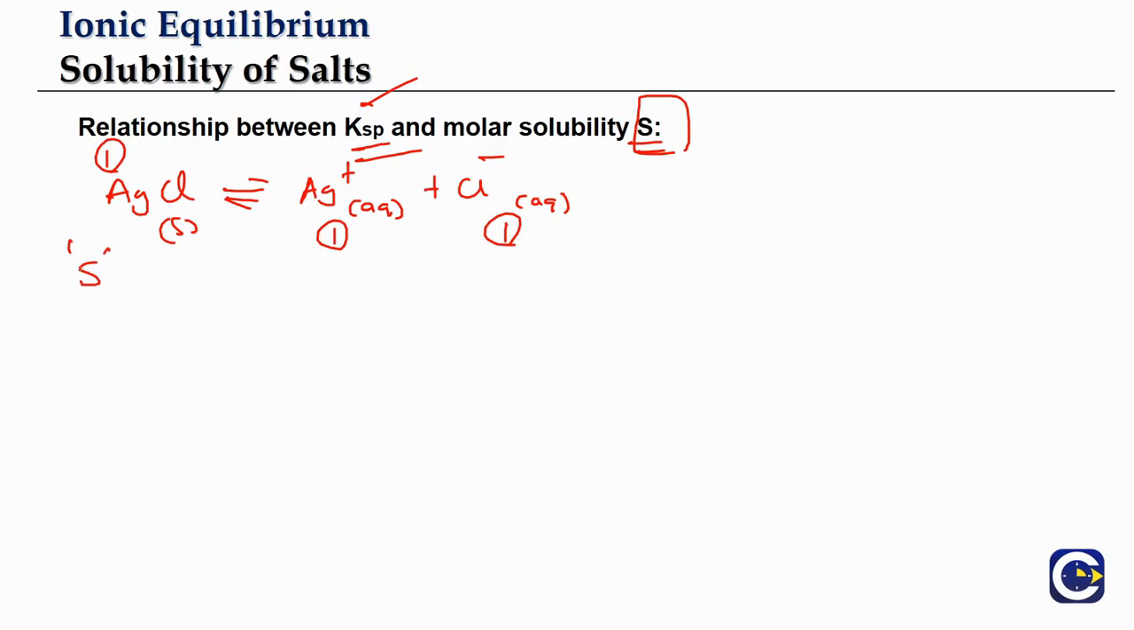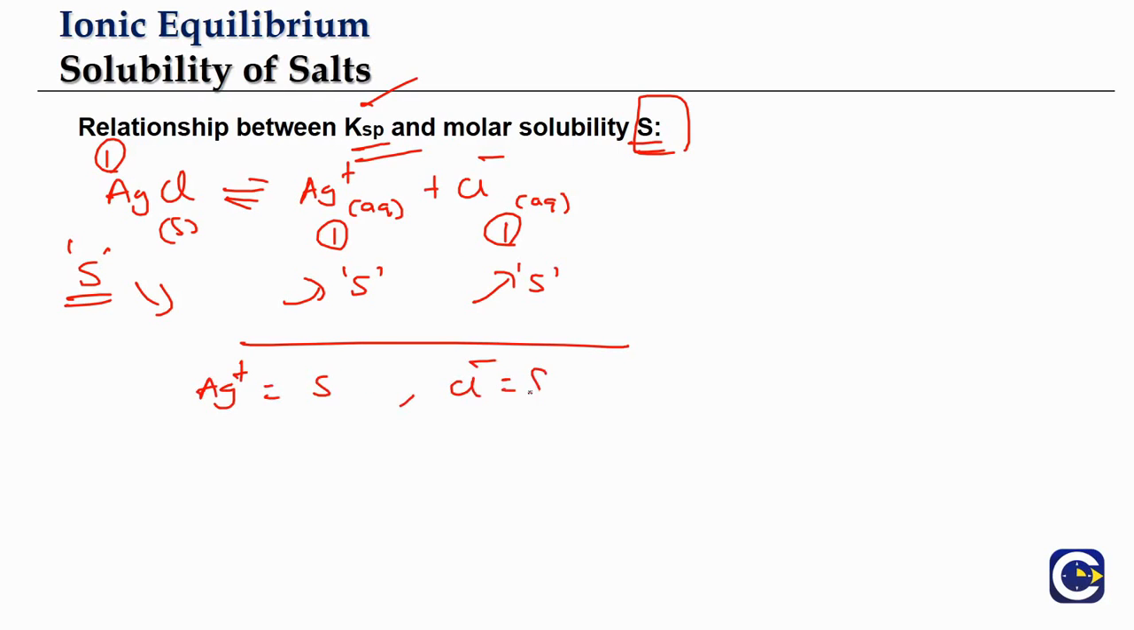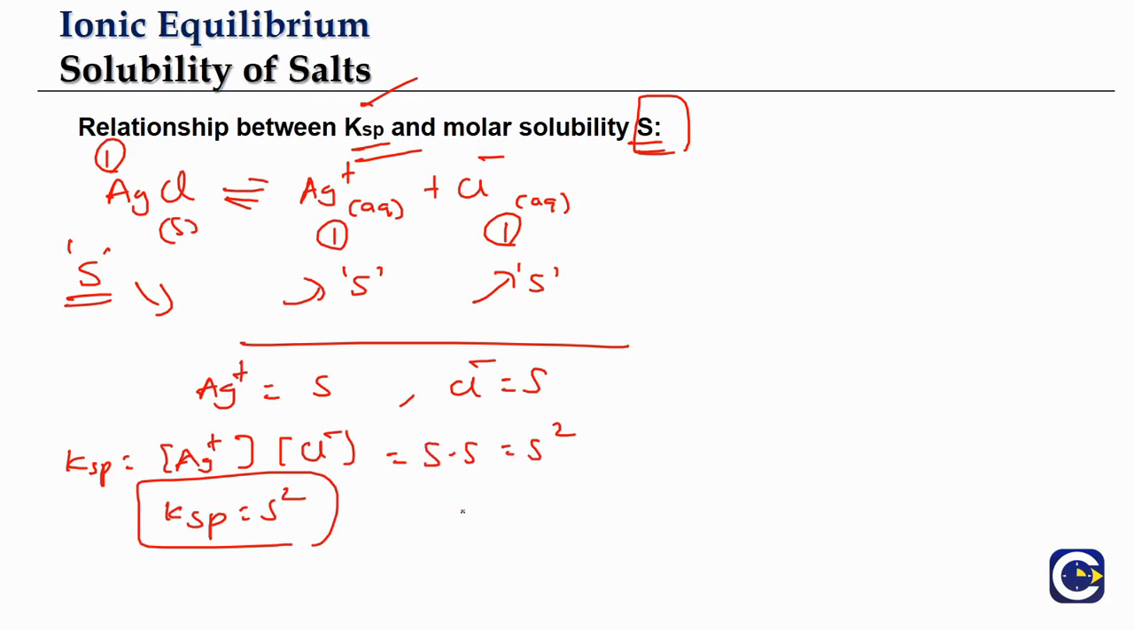If I am dissolving S moles per liter, S is the molar solubility, as per the balanced equation I am going to get S moles of Ag plus and S moles of Cl minus, because every one AgCl particle gives one Ag plus ion and one Cl minus ion. So the saturation concentration of Ag plus is S, and Cl minus is S. Now what is the Ksp formula? The saturation concentration of Ag plus, the power is 1 only, into the saturation concentration of Cl minus, means S into S, which is equal to S square. So the formula relating both of them is Ksp equals S square.